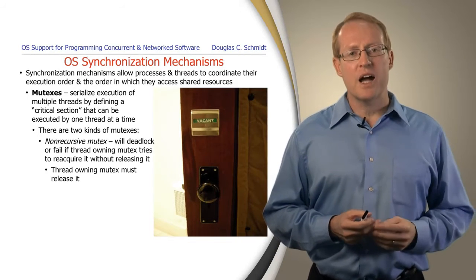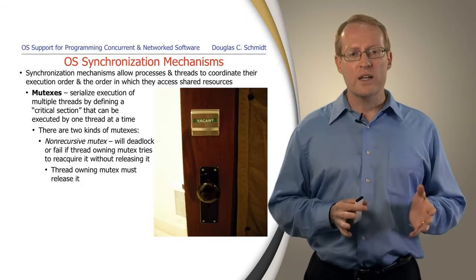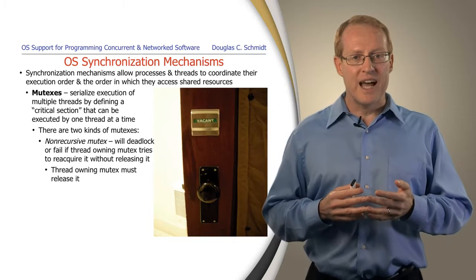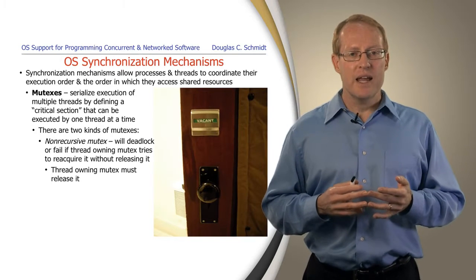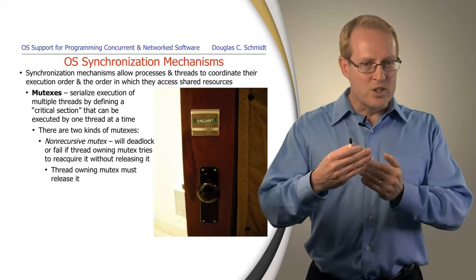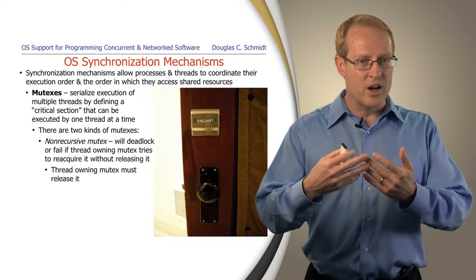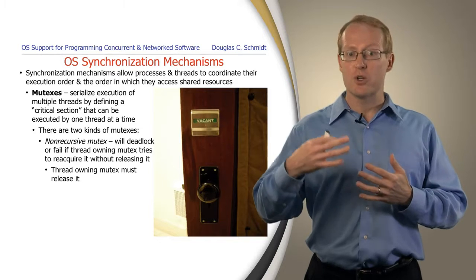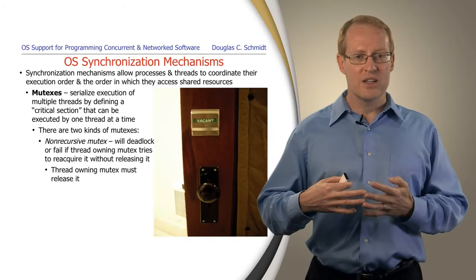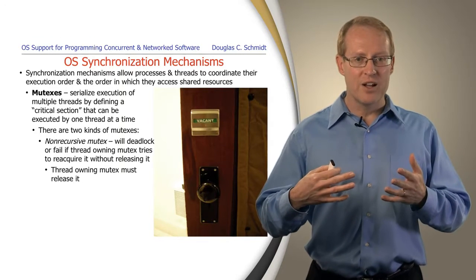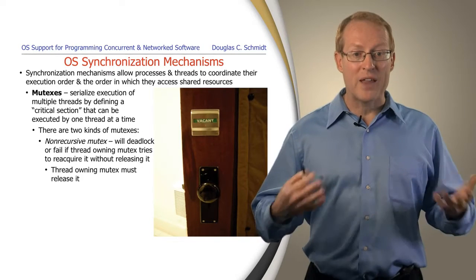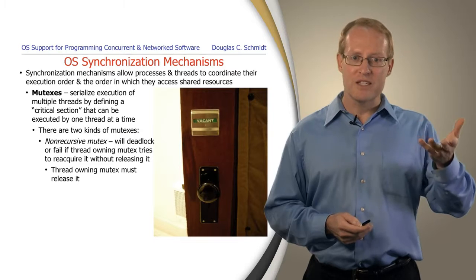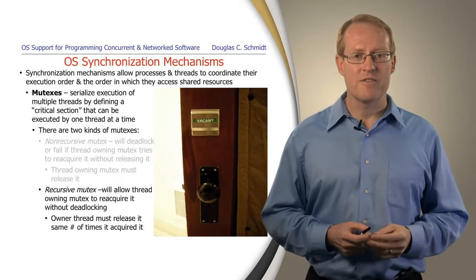There's a couple of different kinds of mutexes. One kind, which is very simple and often has direct hardware support, is called a non-recursive mutex. What happens here is that once you as a thread acquire and own a mutex, you have to release that mutex before you can try to reacquire it. Otherwise, the attempt to reacquire it will fail, or deadlock, or bad things will happen. Likewise, of course, the thread that owns the lock has to release it before others can get it, including itself.